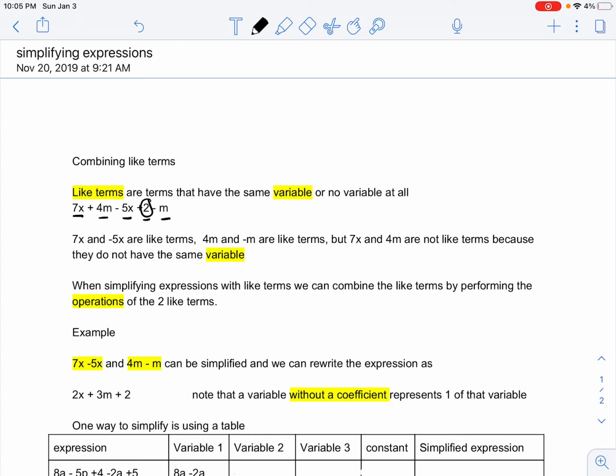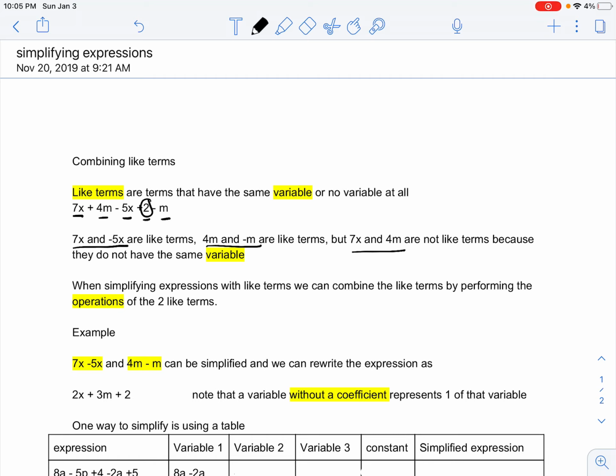Okay, so now 7x and negative 5x are like terms, and 4m and negative m are like terms because they both have the same variable. So these two are like terms, and these two are like terms. However, 7x and 4m are not like terms because they have that different variable.